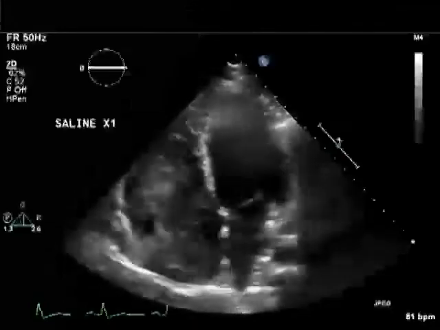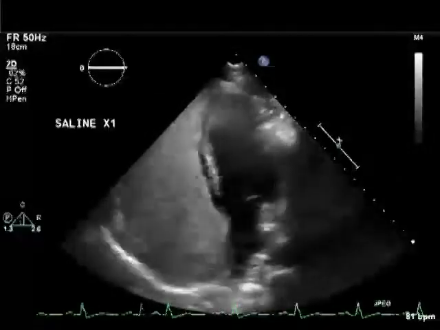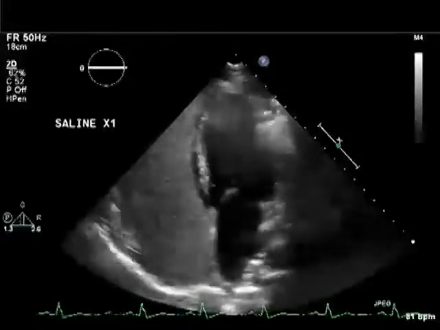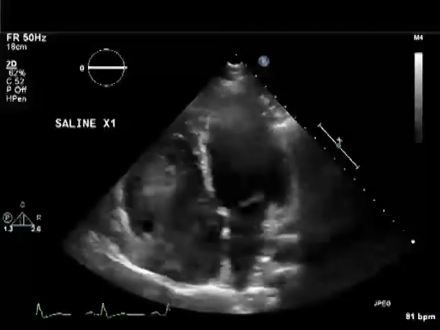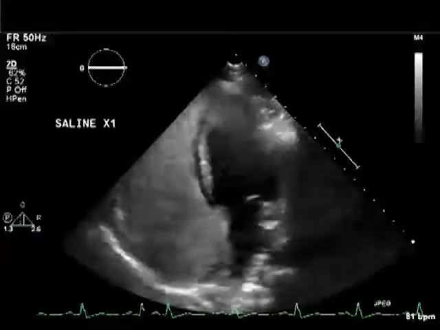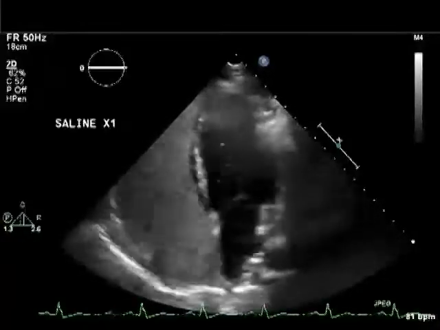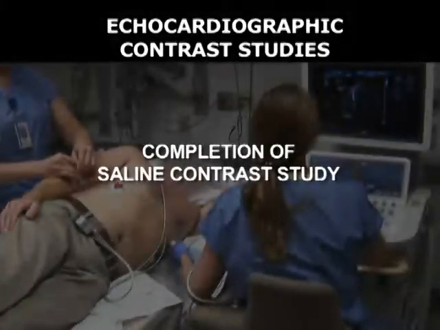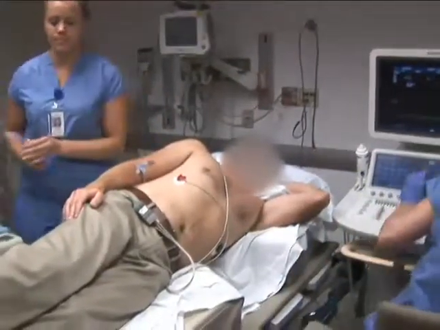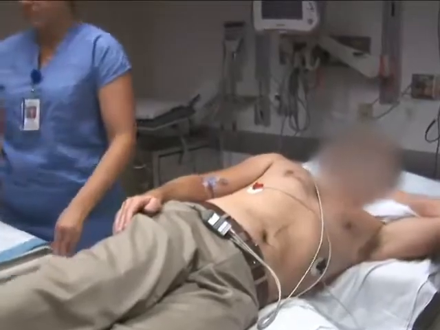In some patients, a small amount of contrast passes through the lungs and is seen in the left heart several beats after the appearance of contrast in the right heart. This late contrast is seen in normal individuals, but may be more prominent in patients with a pulmonary arteriovenous fistula. The study is complete. The IV is removed and the patient is dismissed once the complete echocardiographic study is done.